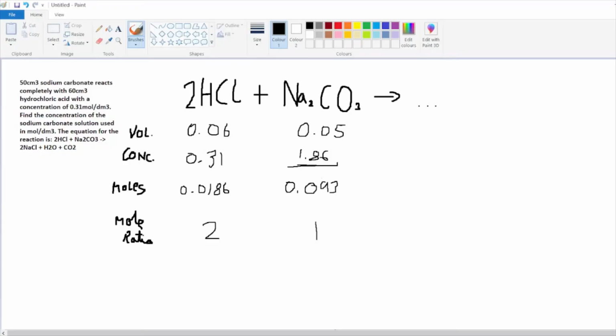So they could also ask you then, after you've done all that, what's the concentration in grams per decimeter cubed?